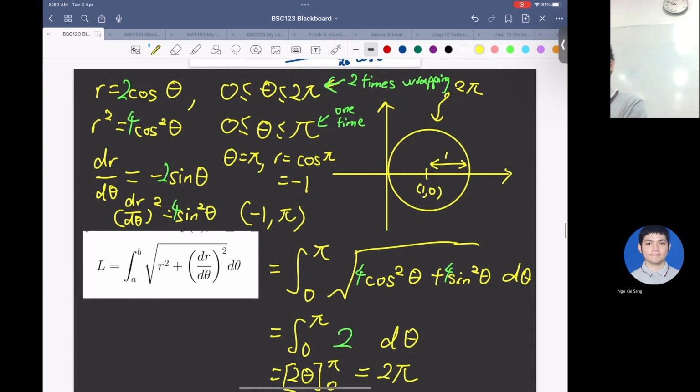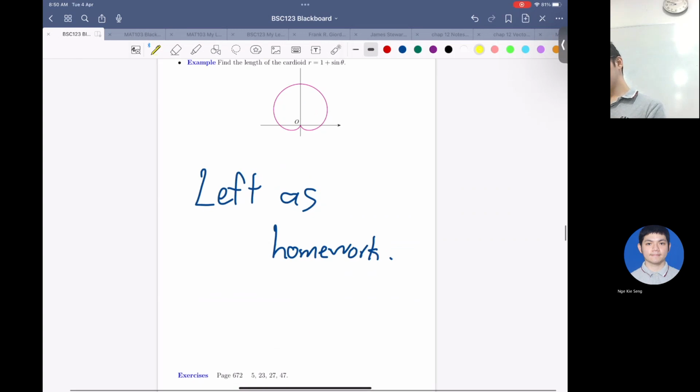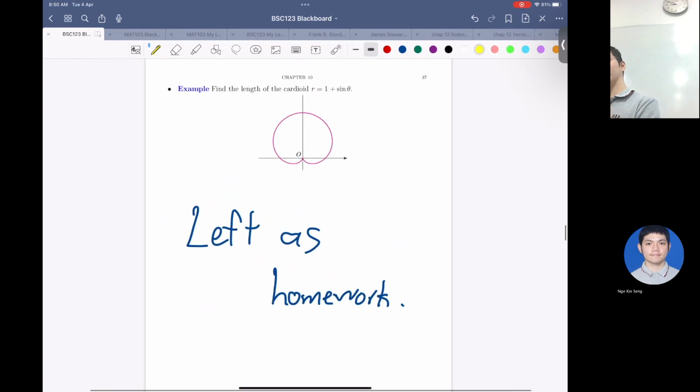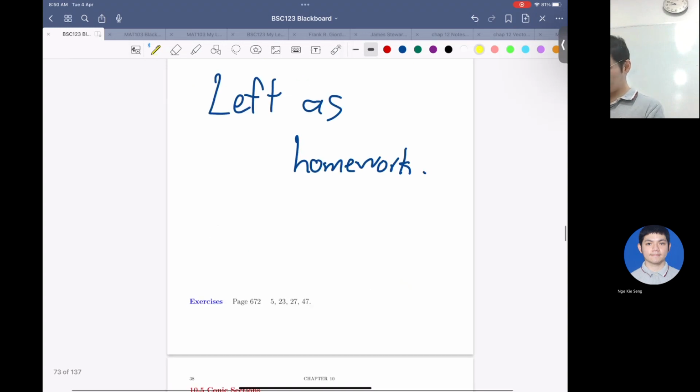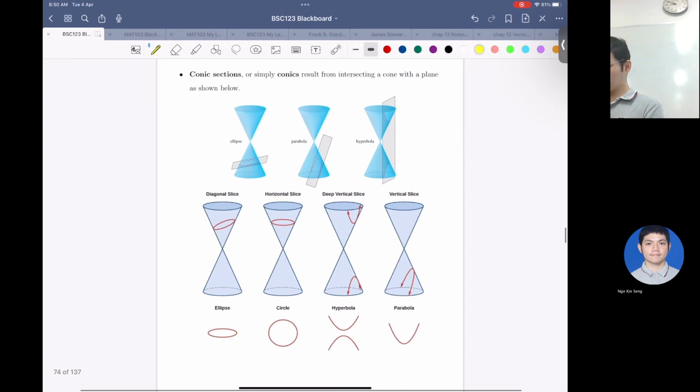This one is left as homework because the integral is quite tedious. Try to work it out at home. If you still get stuck with the integral, we will discuss it. So far, okay?